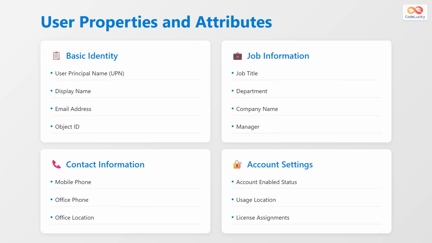Every user in Azure AD has various properties and attributes organized into categories. Basic identity information includes the user principal name, which is the user's sign-in name, their display name, email address, and a unique object ID. Contact information stores the user's mobile phone number, office phone number, and office location. Job information contains their job title, department, company name, and who their manager is. Account settings track whether the account is enabled or disabled, the user's usage location for license compliance, and any license assignments they have for Microsoft 365 or other services.